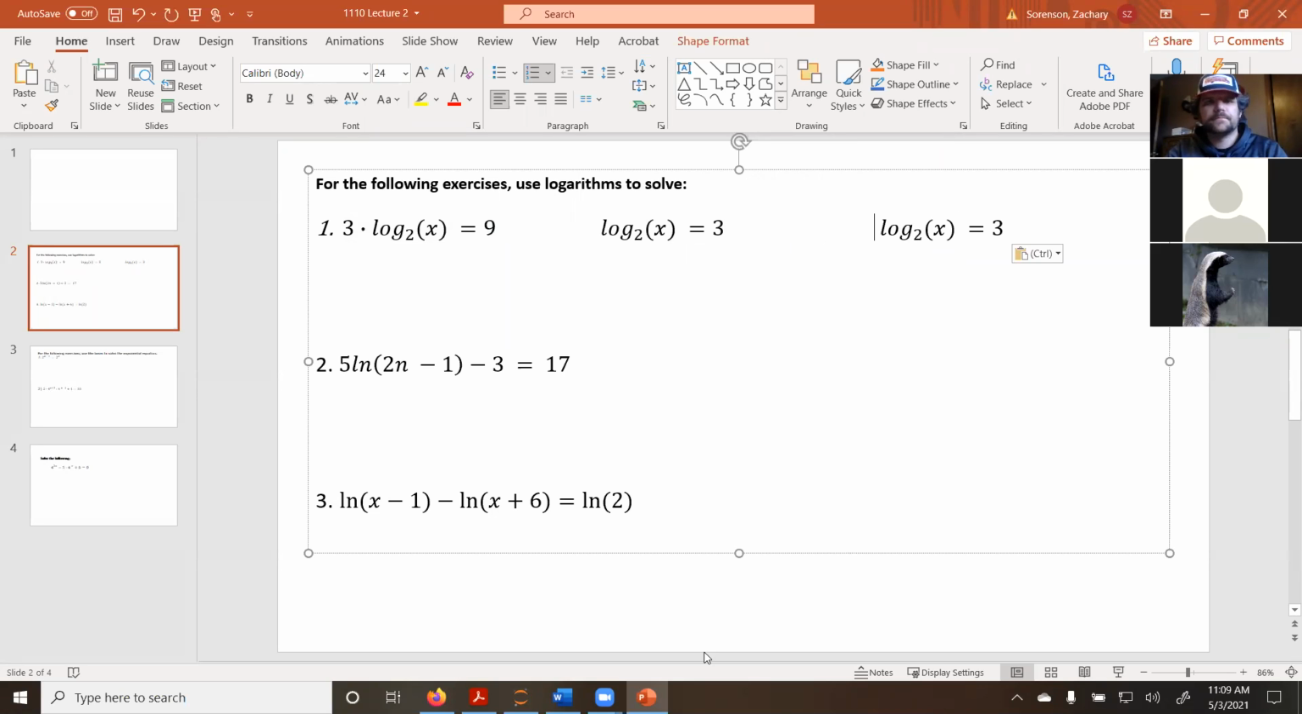Wait, sorry, which one are you? Is it where the cursor is? Yeah, right. Okay, yeah. Or you can do either of them. They're both the same. Okay. So then you move the 2 to the other side and it becomes x equals 2 to the 3rd.